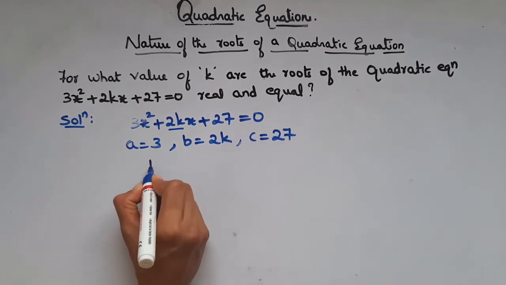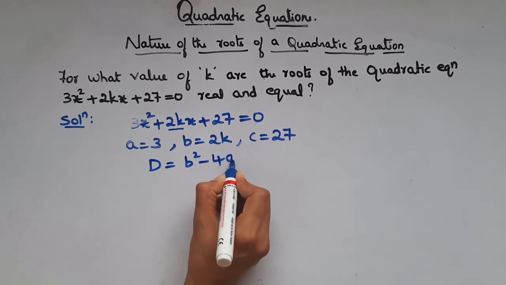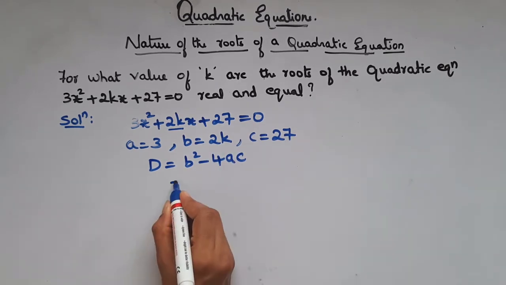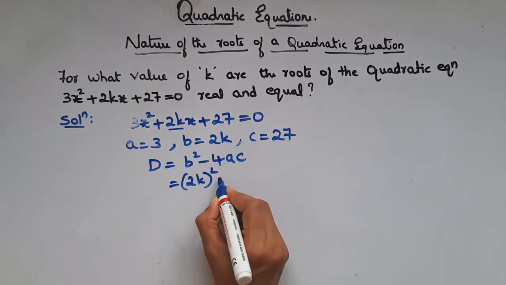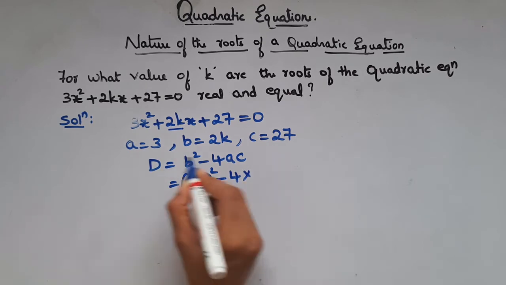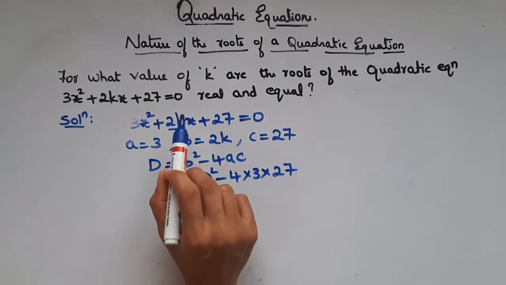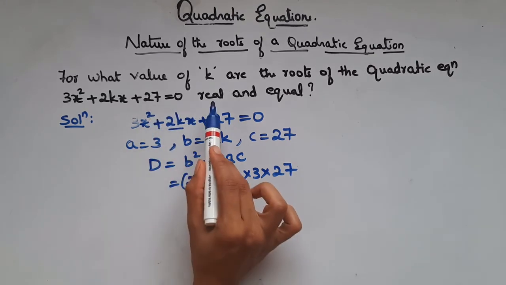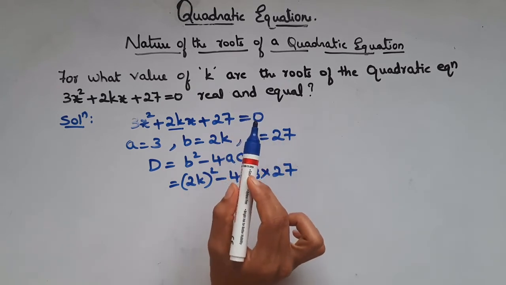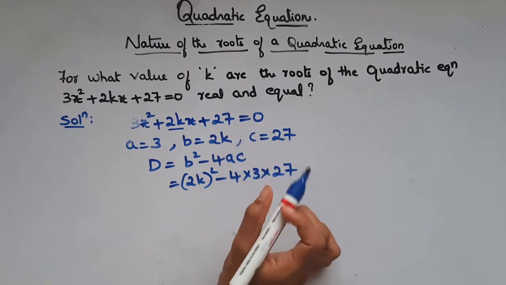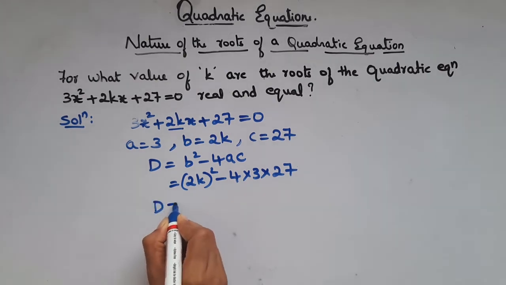So now we know the discriminant is given by d is equal to b square minus 4ac, right? So your b is 2k, so b square is 2k the whole square, minus 4 into a is 3 into c is 27. So here it says the nature of roots of this equation is real and equal. This means the roots are real and equal only when the discriminant value is 0, right? That is d is equal to 0.